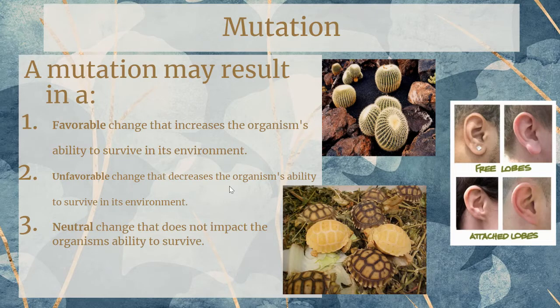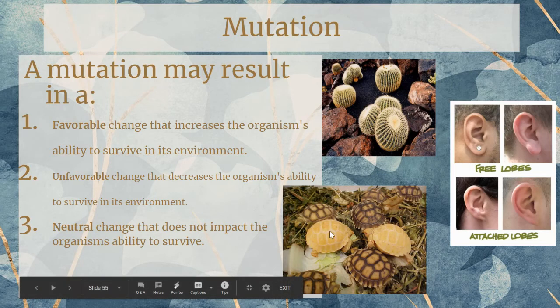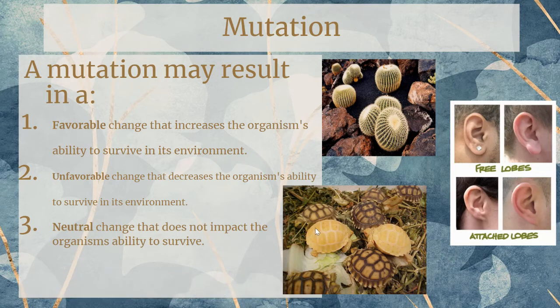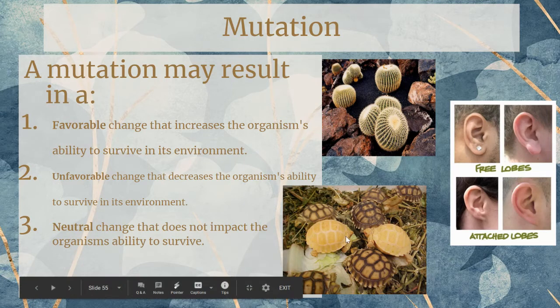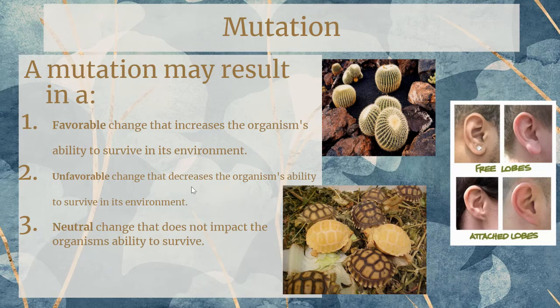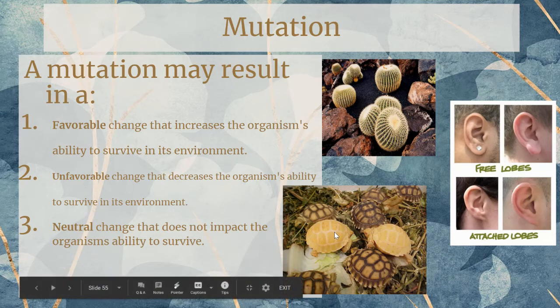An unfavorable mutation we most often see in an instance where it's like, ooh, they're going to get eaten. Like they're going to be visible to predators. An unfavorable change that decreases the organism's ability to survive. Like these albino tortoises, that's unfortunate for them. Luckily, in this picture you can tell that they're captive, but if this albino tortoise hatched in the wild, he would be real easy to see for the predators.